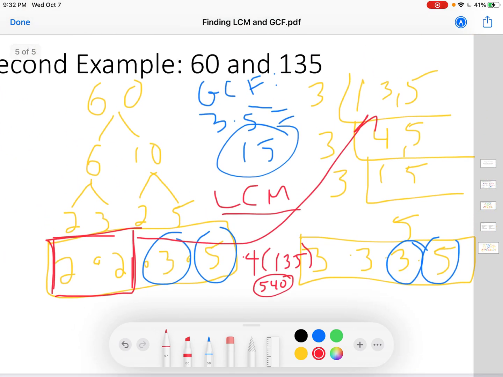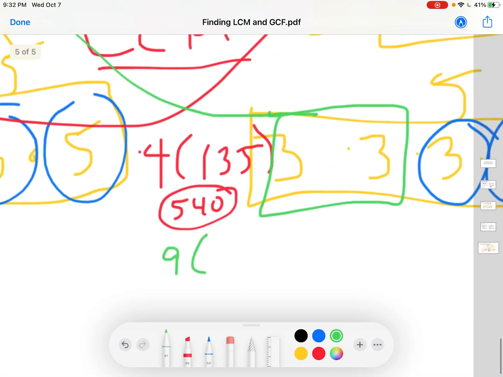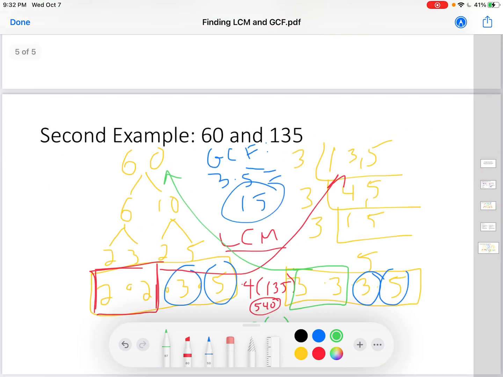Or I could do it the other way. So what's uncommon here is 3 times 3, which is 9. 9 times 60 is 540. Same answer. You don't have to do it both ways. You can do it one way or the other. You'll get the same answer either way.